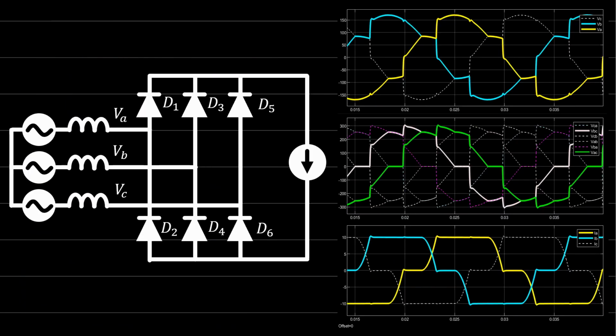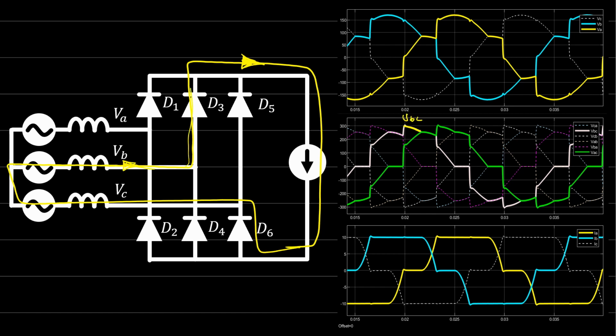Assume that the current is flowing in this direction in a three-phase full-wave rectifier, and the commutation will happen from VBC to VAC, like what we have here. Now the voltage here is VBC, considering the current here flowing through diode 3, coming back to diode 6, and the output voltage will be how much? VBC, which is the line voltage.